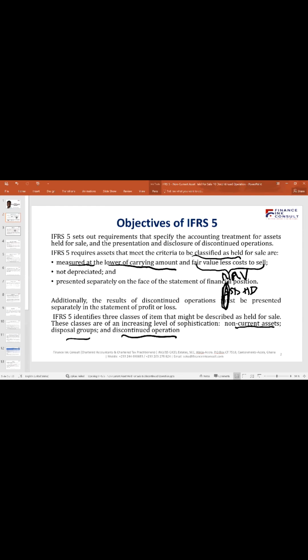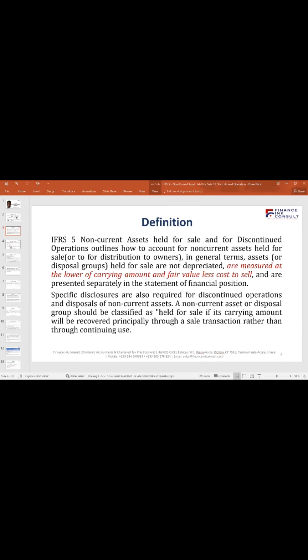Now let's go into it. Okay, so definition. IFRS 5, non-current assets held for sale and discontinued operation, outlines how to account for non-current assets held for sale or for distribution to owners. So maybe we don't want to sell it, we want to distribute the asset to the owners of the business. In general terms, assets or disposal group, we will look at disposal, held for sale are not depreciated. So once again, the moment the criteria are met and we classify them as held for sale, we don't depreciate them, even though they are depreciable assets.